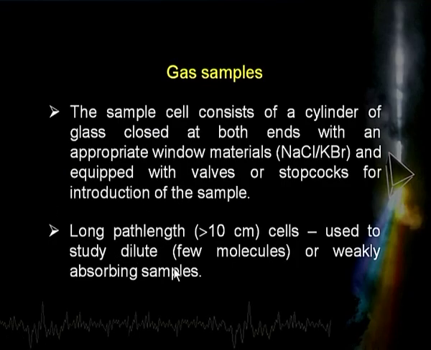Typically, for gas samples we use large path lengths. The reason is that the gaseous sample may be dilute, or the samples may not absorb very strongly. In that case we take recourse to a larger path length. That means we have a long container with two windows on it, and when we put the sample into this, because of the large path length, the radiation meets a lot of molecules in the way and I can get a reasonably good spectrum.